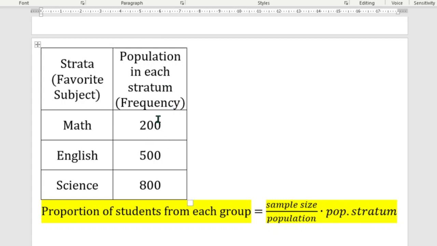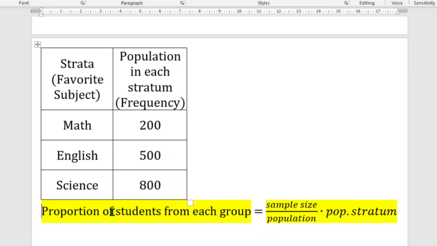Now, let us create a table with two columns shown here. The first column refers to the strata. We have the favorite subject: math, English, and science, while the second column is the population in each stratum. That is the number of students whose favorite subject is math, 200, whose favorite subject is English, 500, and whose favorite subject is science, 800.